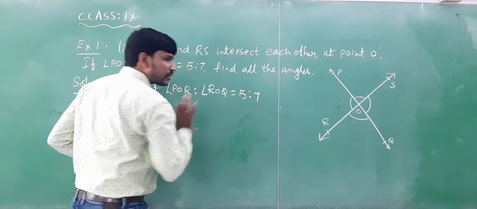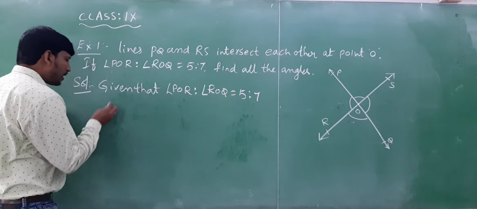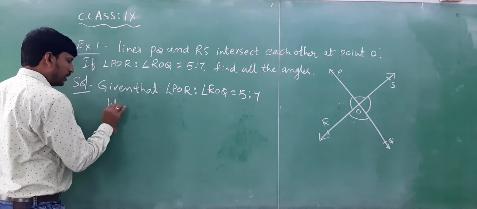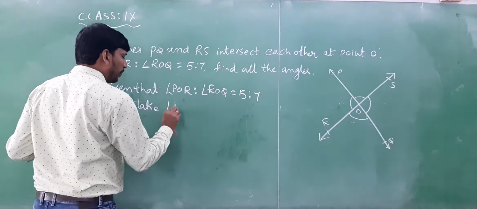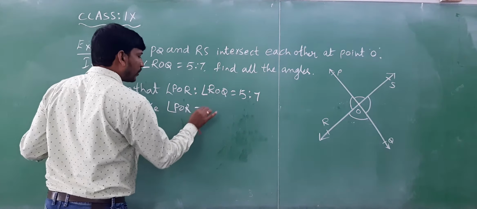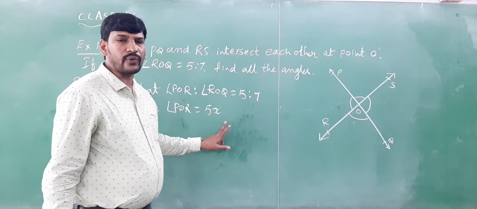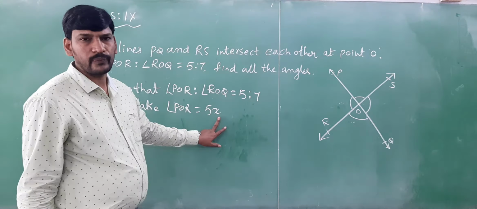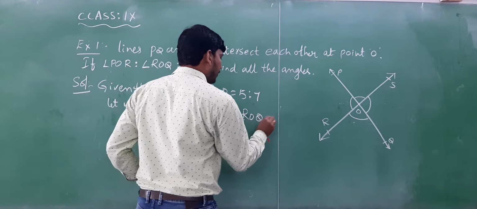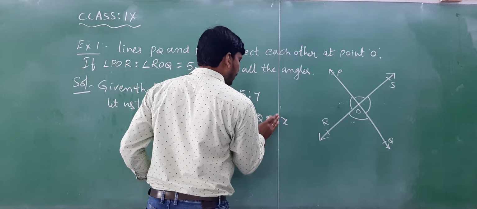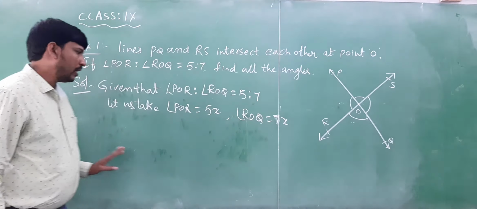Now, here it is a ratio. To remove this ratio, let us take angle POR is equal to 5x. When you remove the ratio, you need to take one constant value, one variable. Angle ROQ will become 7x. Clear, children?